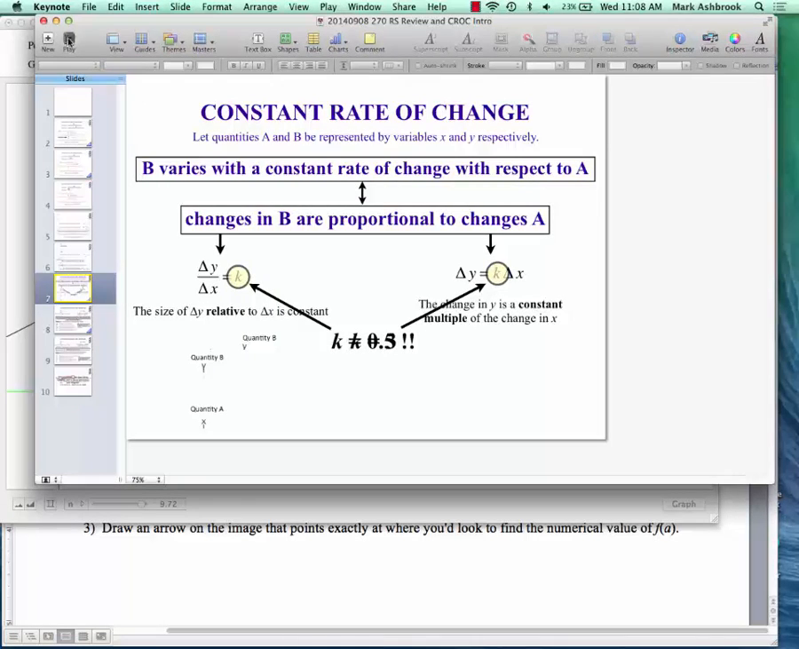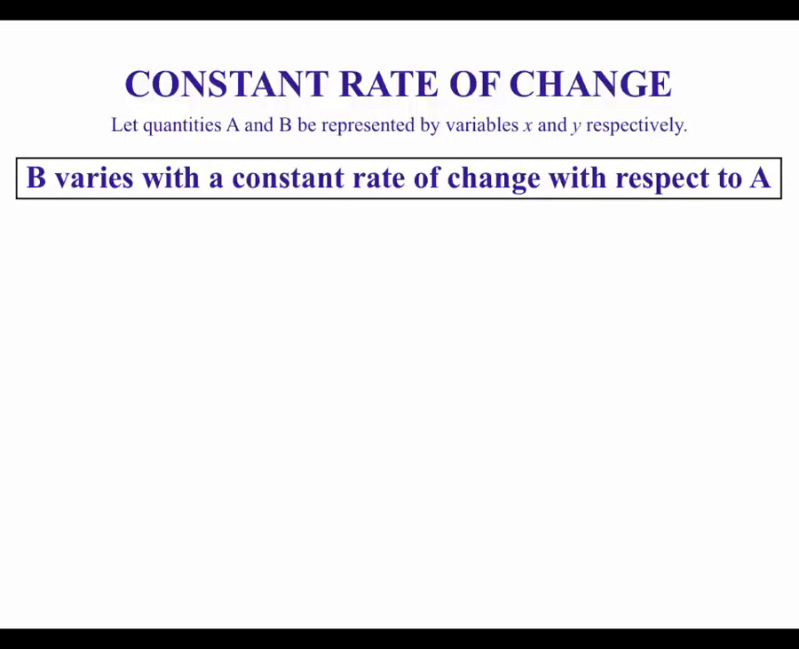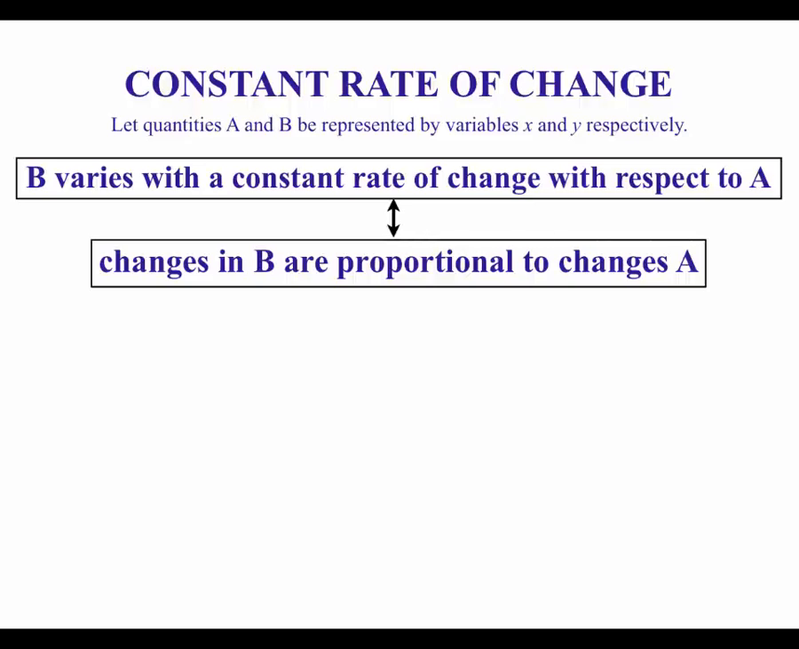So let's just summarize this. Constant rate of change. Let quantities A and B be represented by variables x and y respectively. B varies at a constant rate of change with respect to A. That means proportionality of what quantities? Proportionality of the changes in x and y. Or in other words, the changes in B are proportional to changes in A. So these are equivalent statements. If you have two quantities whose changes are proportional, that's equivalent to saying those quantities exhibit constant rate of change.